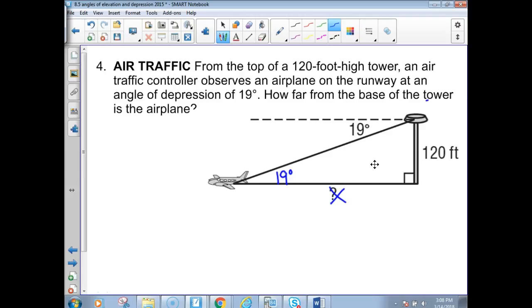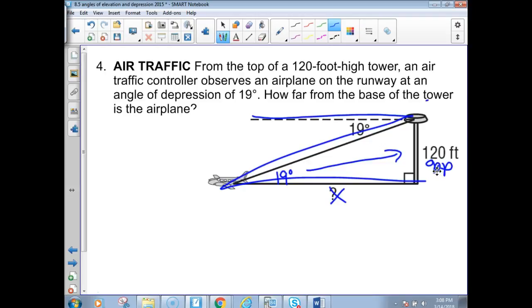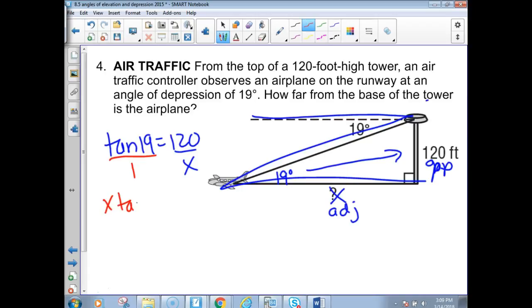That in relationship to this angle, we had to realize we can do our alternate interior angles are congruent. So that's your opposite. And then you want to find the adjacent leg. So we got tangent. So the tangent of 19 is 120 over x. Careful on your calculations, because this is going to be x times the tangent of 19 equals 120 when you cross multiply. And then you're going to divide.